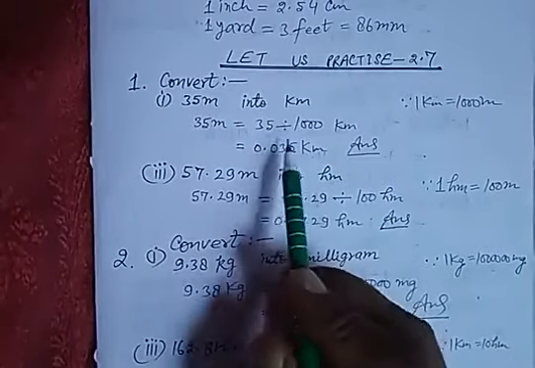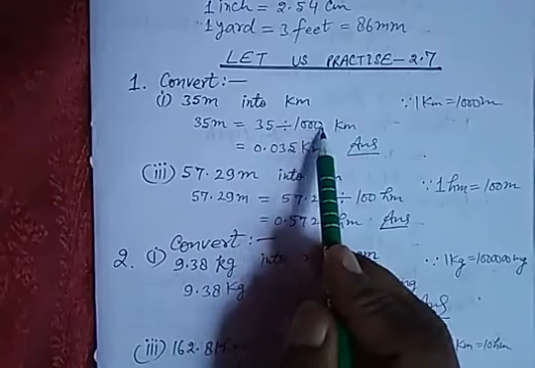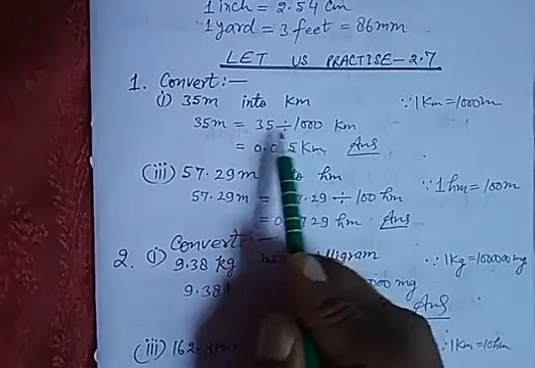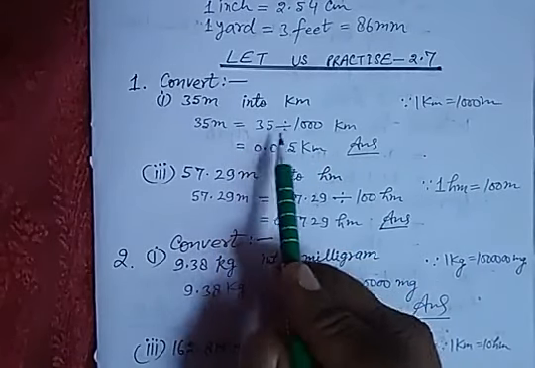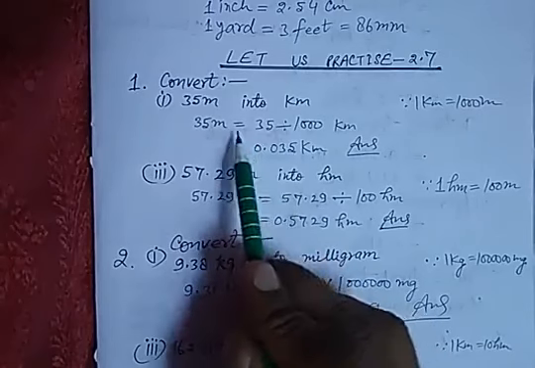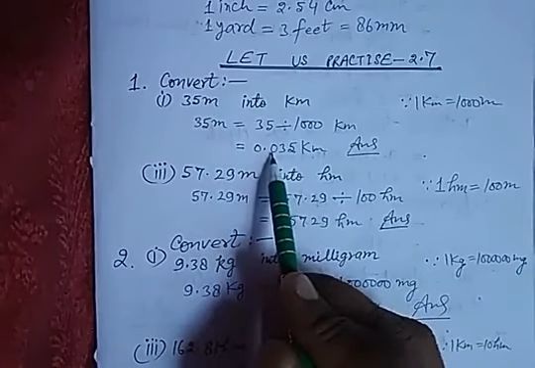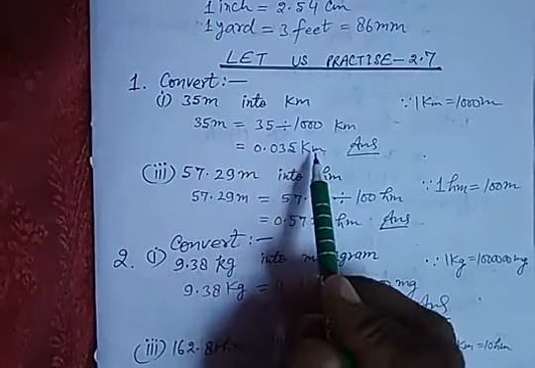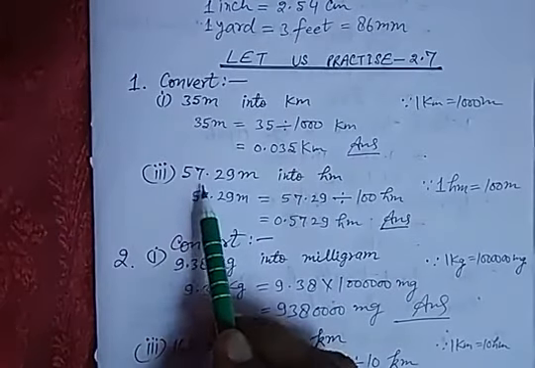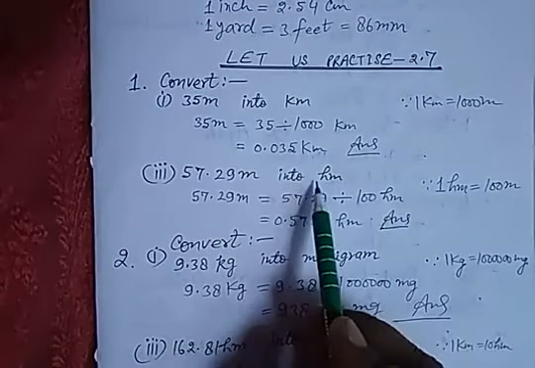This is the answer. Since this number is divided by 3 zeros, 1, 2, 3, the decimal point should be placed from the rightmost digit by 3 places: 1, 2, and 0, the third place. This is the answer.